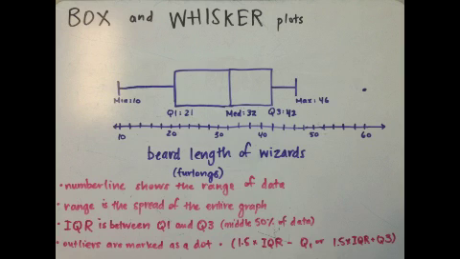To determine if a data point is an outlier or not, we must multiply the interquartile range by 1.5. We then take this value of 1.5 times the interquartile range and subtract it from the first quartile. If our data point is below this value, then it is an outlier. In the same way, if our data point is 1.5 times the interquartile range above the third quartile, then it is also considered an outlier.